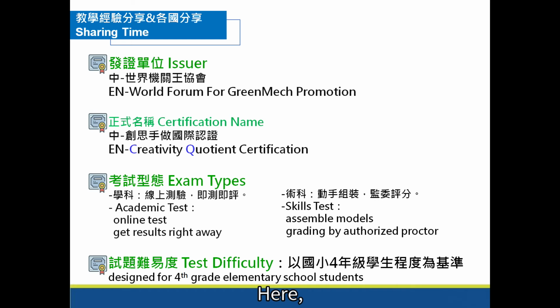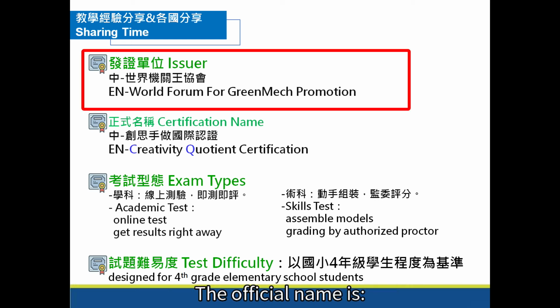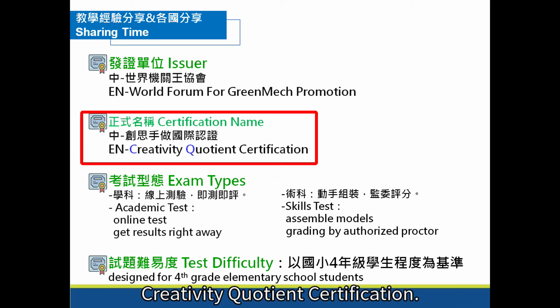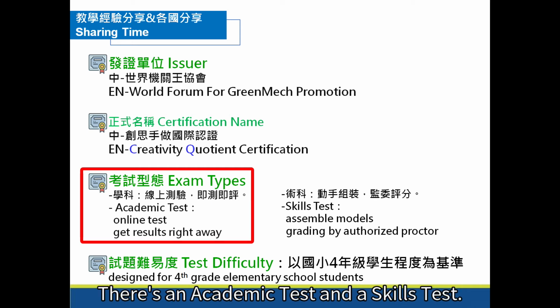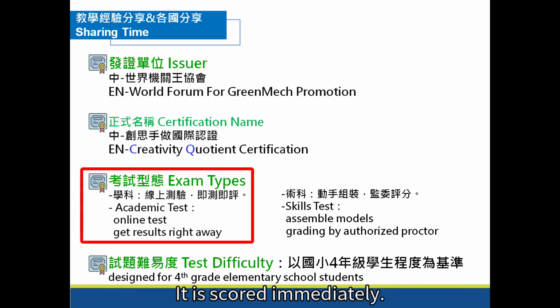Here, this is from the World Forum for Green Mac Promotion. The official name is Creativity Quotient Certification. In short, we will just call it CQ. There's an academic test and a skill test. The academic test is an online written test. It is scored immediately.